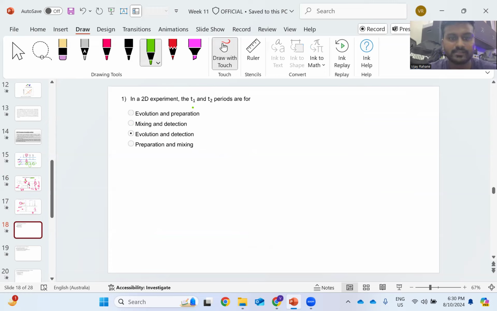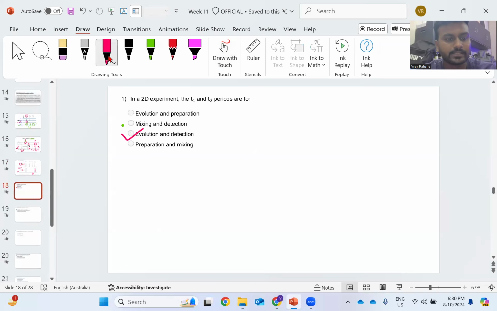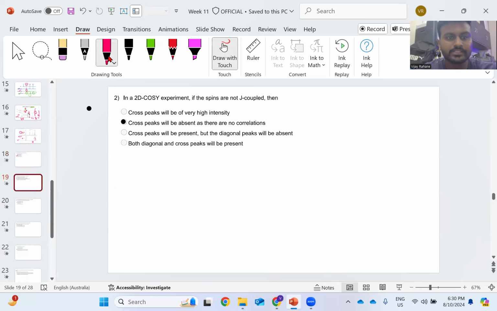So in the 2D experiment, the t1 and t2 periods are the evolution and detection. Yeah, so this is due to the evolution and detection. Another question: in the 2D COSY experiment, if the spins are not J coupled, then the cross peaks will be absent as there is no correlation.